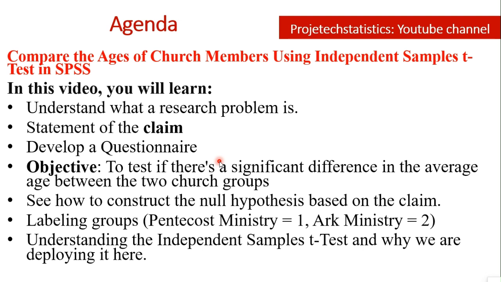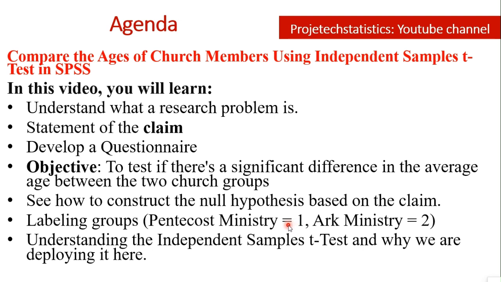So we also construct the null hypothesis based on the claim. We're going to do all these things in this video. You will know what a hypothesis is, and how you construct your hypothesis and your null hypothesis. Then we also see how to label the groups. As we can see, the Pentecost ministry is labeled 1 and the Ark ministry is labeled 2.